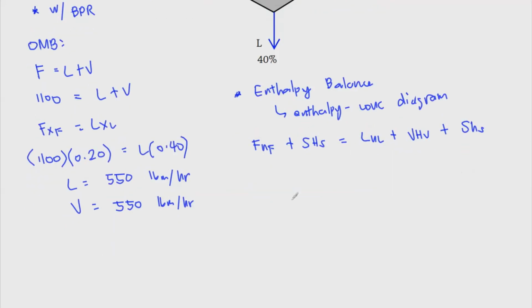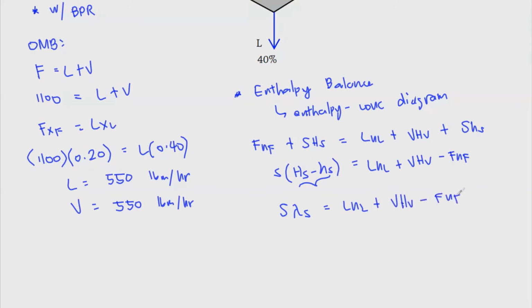And then when we redefine this or do some transposing of the terms, we get H sub S minus H sub S right here, and that is equal to L HL plus V HV minus F H sub F, wherein this can be reduced into lambda S, or the latent heat of vaporization or condensation. Okay, so this is our final form.